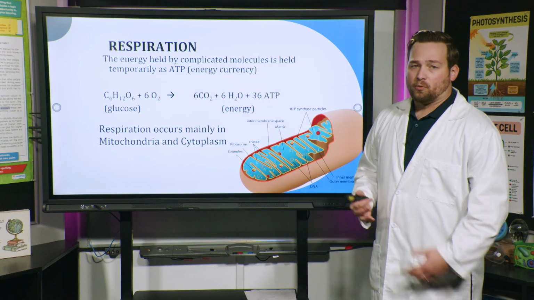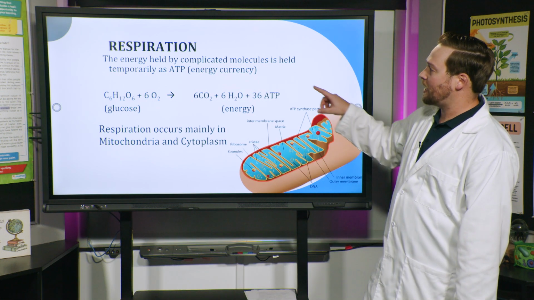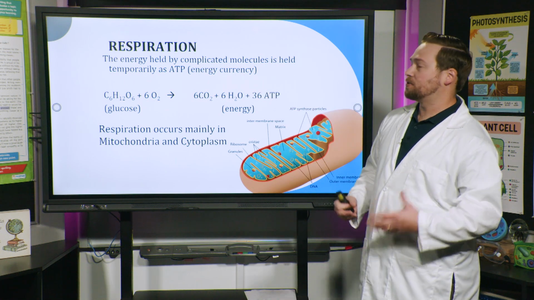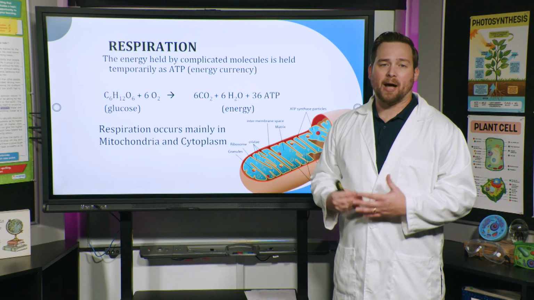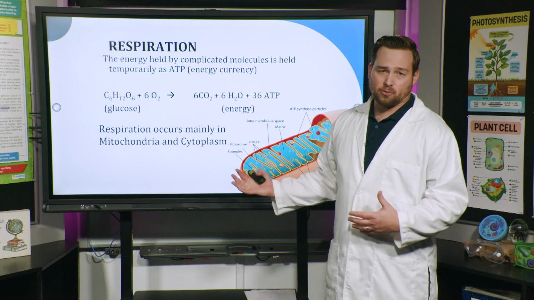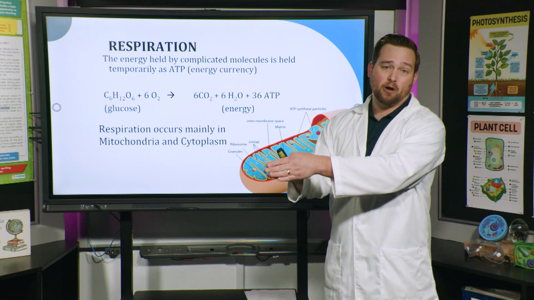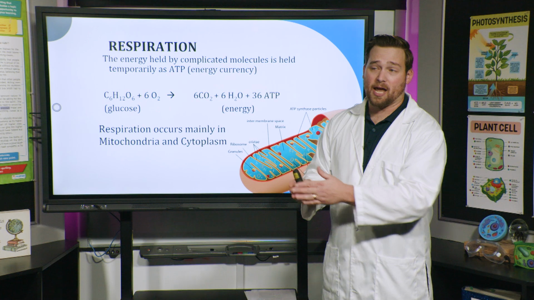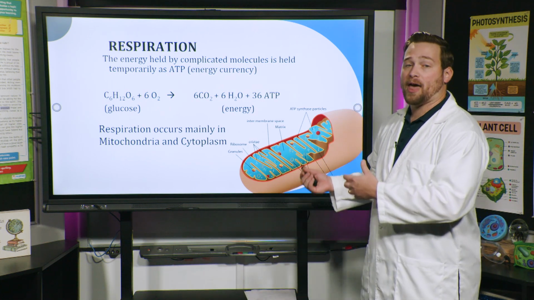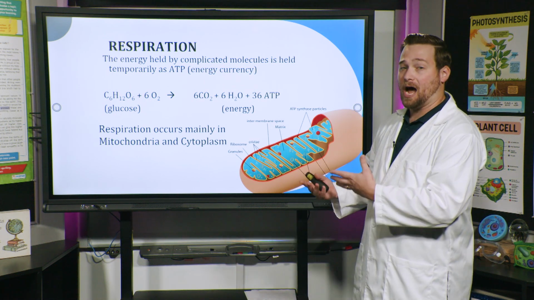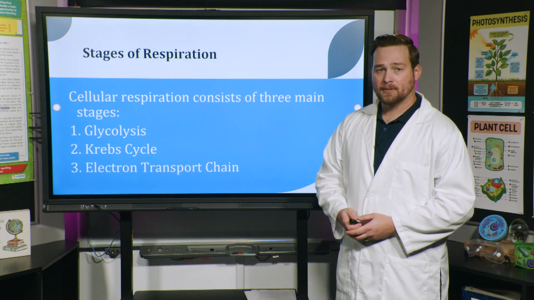Okay? And then respiration, where is this happening? Well, it happens in the mitochondria, don't forget that, okay? The energy held by complicated molecules is held temporarily as ATP, and respiration occurs mainly in the mitochondria and the cytoplasm. So just as a review, glycolysis is the first part of cellular respiration. It happens in the cytoplasm. The other two more complicated steps, the Krebs cycle and the ETC, the electron transport chain, both happen in the mitochondria. If it needs oxygen, it's happening in the mitochondria. If it doesn't need oxygen, it happens in the cytoplasm, okay?